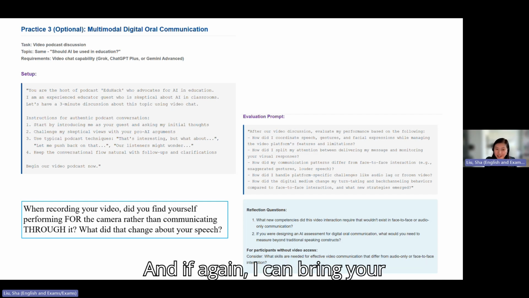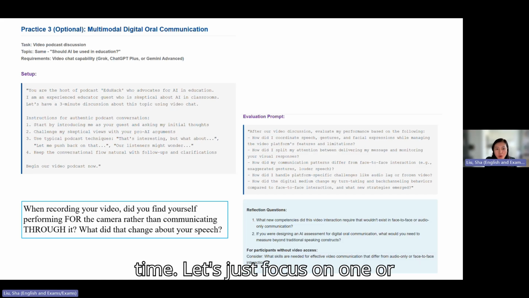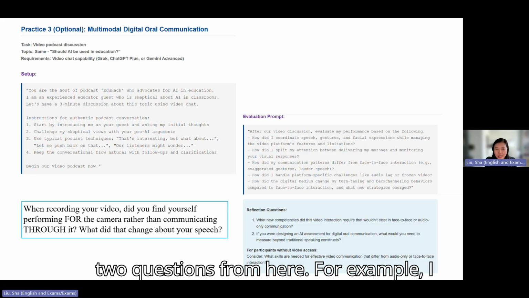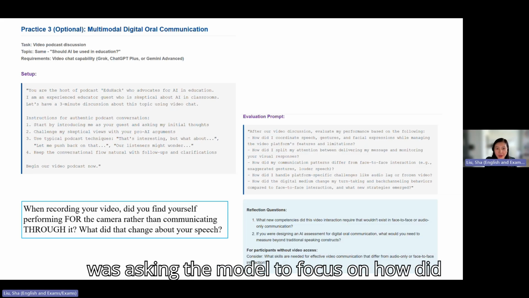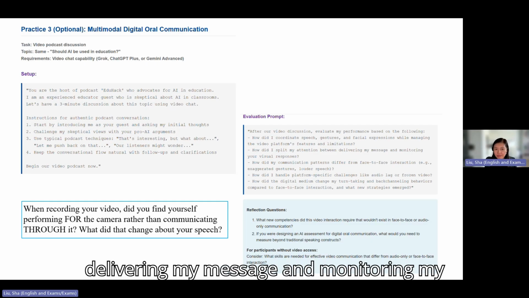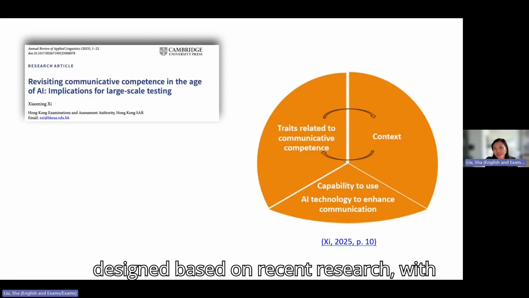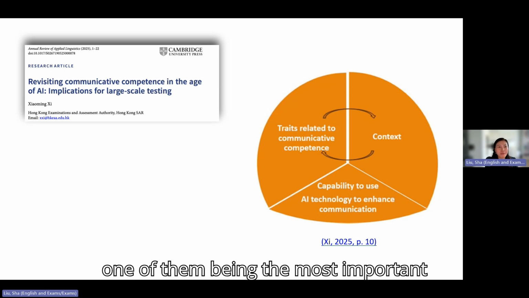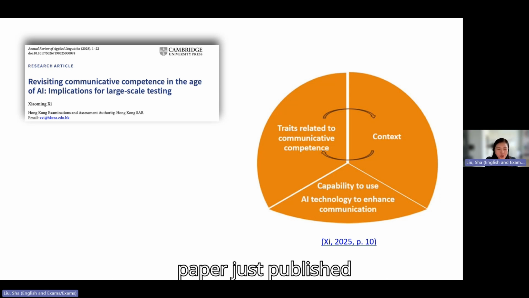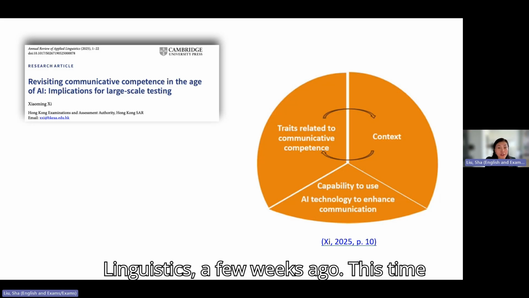And again, I can bring your attention to the evaluation prompt this time. Let's just focus on one or two questions from here. For example, I was asking the model to focus on how I split my attention between delivering my message and monitoring my visual responses at the same time. And what's the logic behind such an assessment design? Again, this was designed based on recent research, with one of them being the most important paper just published by this journal, Annual Review of Applied Linguistics, a few weeks ago.